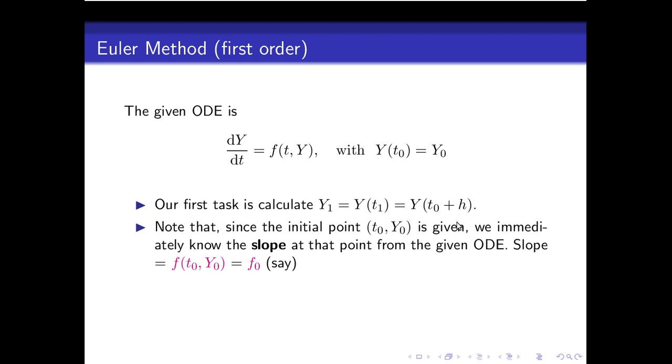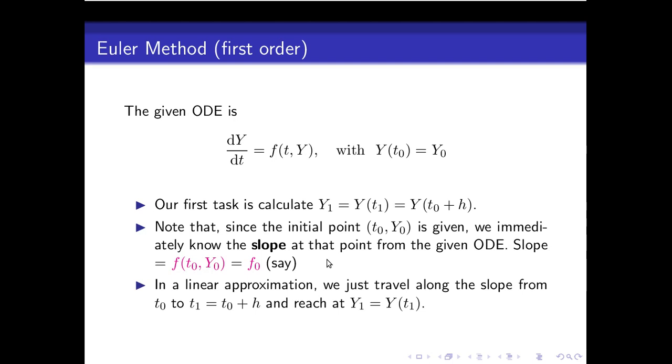Notice that the initial point t0, y0 is given, and therefore you know the value of dy/dt at that point. If you know t0, y0, then you immediately know the slope at that point, because this is given by the differential equation only. So the slope at that point is nothing but f(t0, y0). If you are given the point t0 and y0, you know the value of dy/dt at that point, because you know the function f(t, y). Let's say this f(t0, y0) is equal to f0.